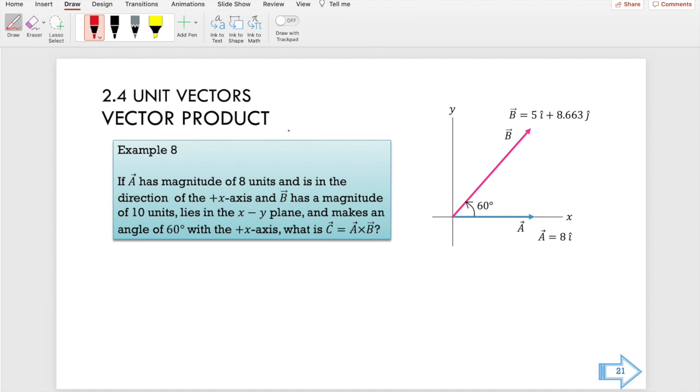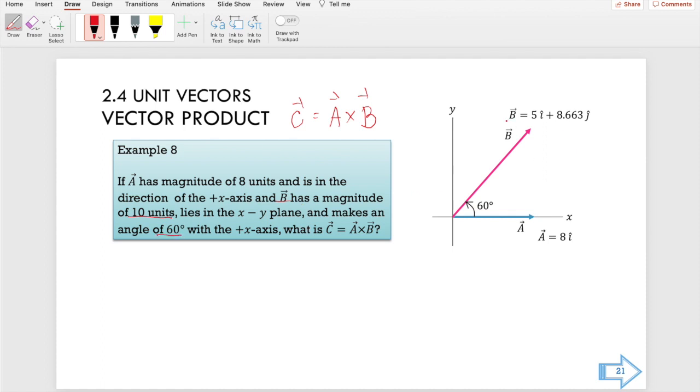So in this example, we will be solving for the vector product, also known as the cross product. We will compute for C, the vector C, which is a cross product of vector A and vector B. Now we have here vector B, which is 10 and has a 60-degree angle to the x-axis.